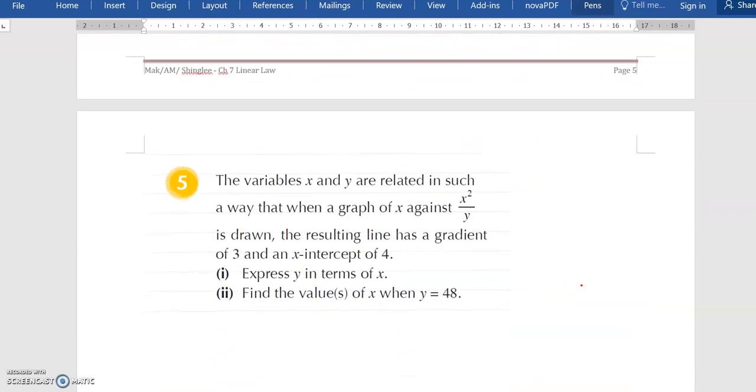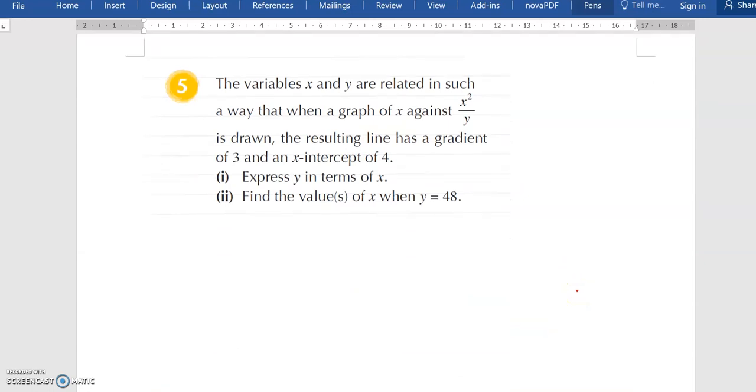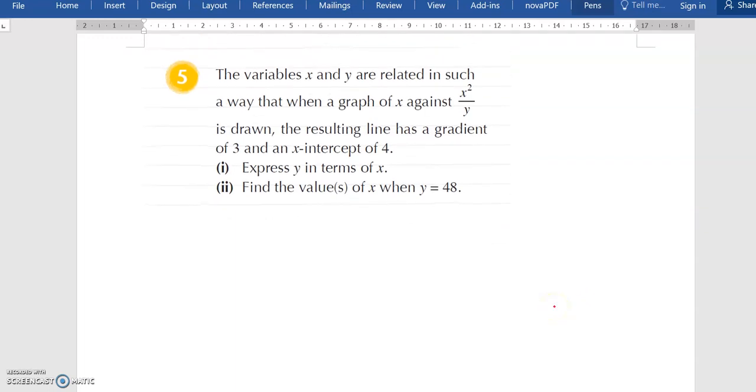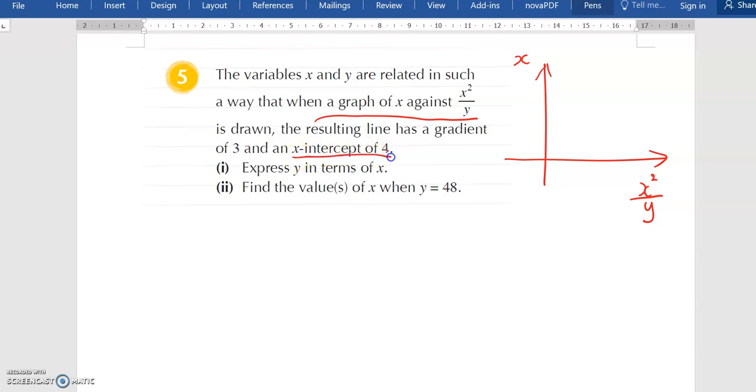Alright, so how about question 5 now? So similarly, let's read and see what kind of graph you will draw. So a graph of x against x squared over y. So therefore I will have x over this side, and then I will have x squared over y. Okay, and then I have a gradient of 3 and x-intercept of 4. So x-intercept of 4 means that this is the x and the intercept here is 4.